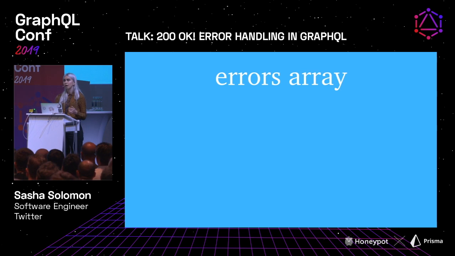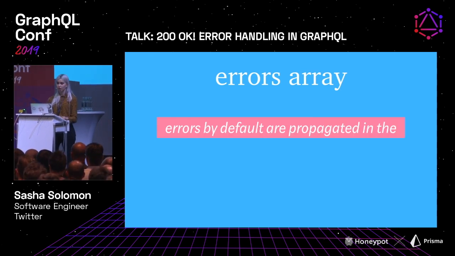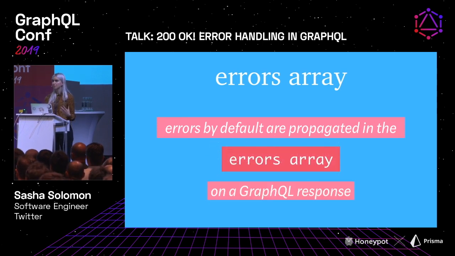Well, right now, what happens is it comes back in this errors array. Errors by default are propagated in the errors array. And you'll see this on a normal GraphQL response. So you get back an error, it ends up in the errors array. If you've started using GraphQL, this is the first thing you'll see. Like you start messing something up and you're like, ah, errors. So let's look at that.